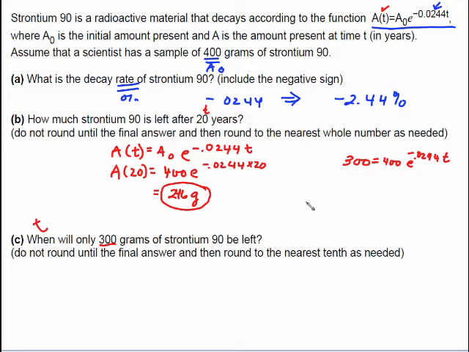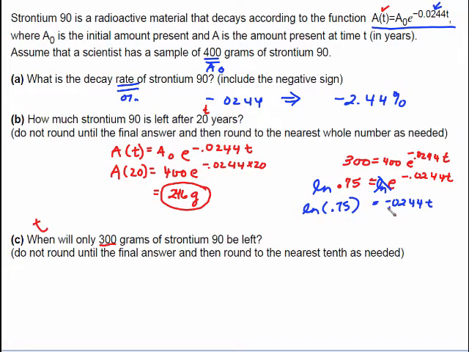To solve the exponential equation, of course, we first have to get it isolated. Divide both sides by 400, and we get the decimal 0.75. It is still e to the negative 0.0244 t. To undo the exponential, we are going to take the natural log of both sides. That cancels out, leaving negative 0.0244 t over here. And on this side, I'm not going to actually do the natural log of 0.75 yet. I'm just going to rewrite it as natural log of 0.75.